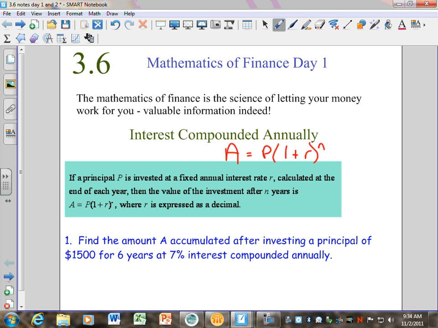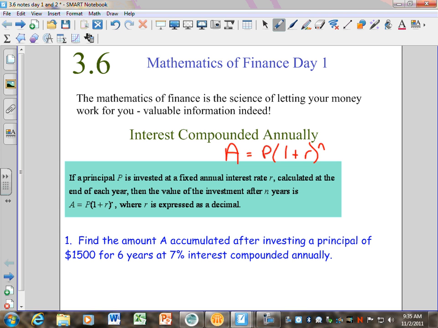A is the amount of money you have after so much time. P is the principal balance, which is the same as the starting balance. This kind of looks like the population growth model that we had. 1 plus R, instead of talking about the growth rate or the decay rate, we're talking about the interest rate on your money. And N is the number of years that it takes.